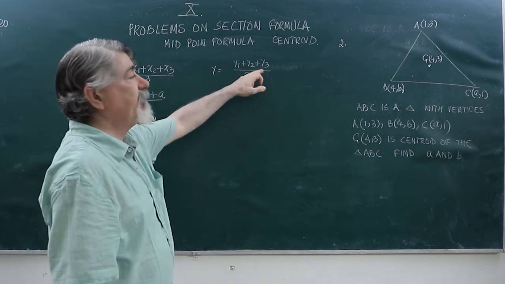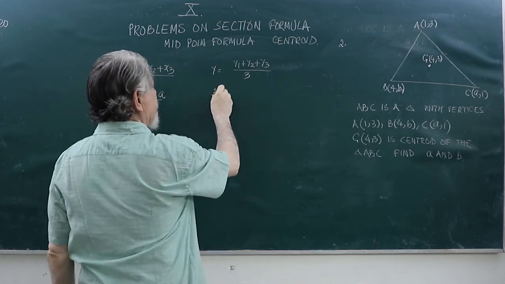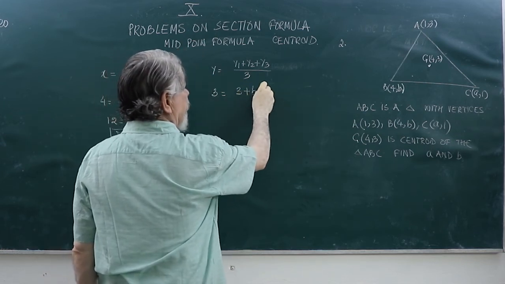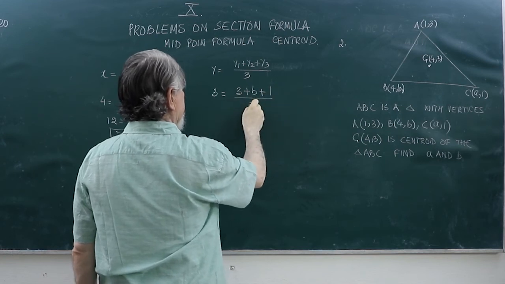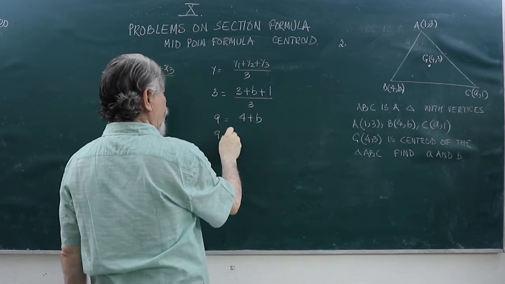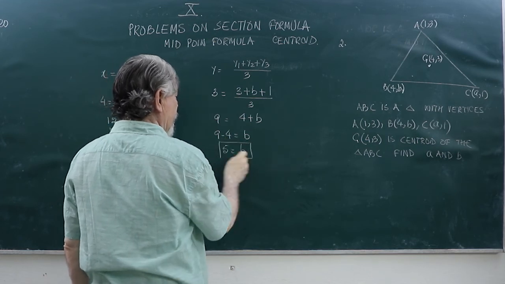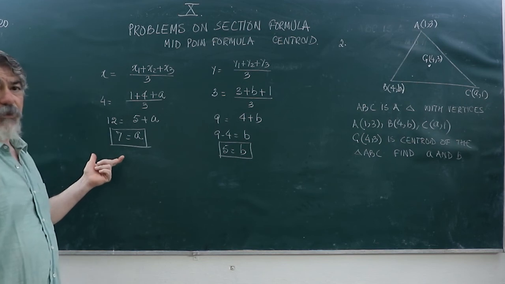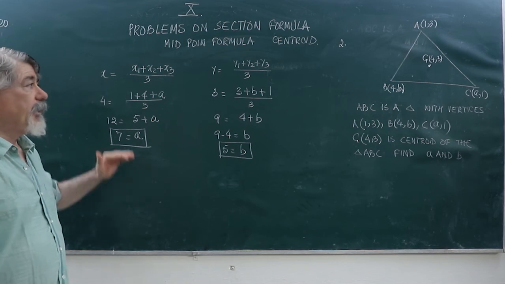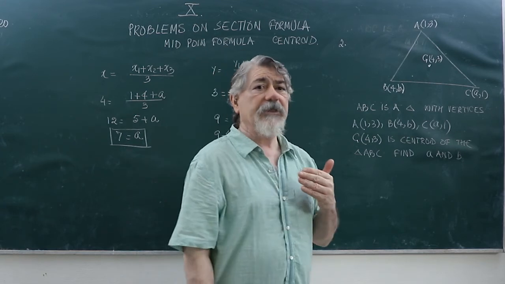Similarly here y is equal to y1 plus y2 plus y3 upon 3. The y coordinate of the centroid is 3, and y1 is given as 3, y2 is b, and y3 is 1, upon 3. That is 9 is equal to 4 plus b, or 9 minus 4 will be equal to b, or 5 is equal to b. So we got the values of a and b. That is what he wanted you to calculate. I've got the values of a and b with the help of the formula of the centroid.